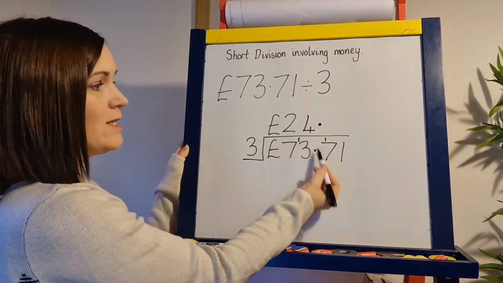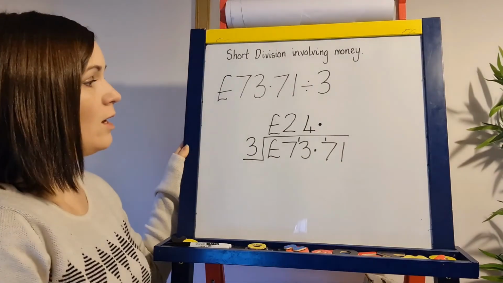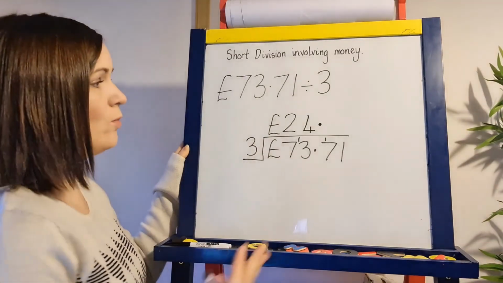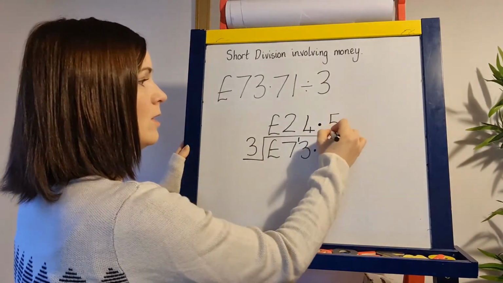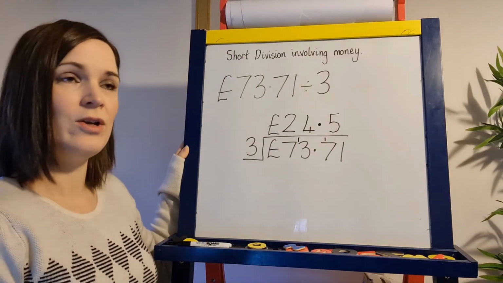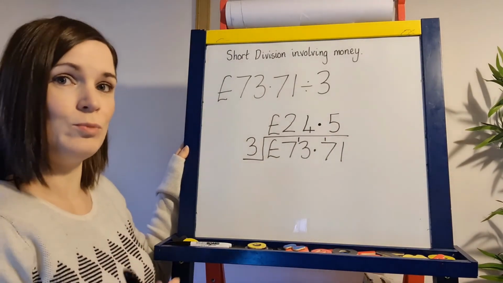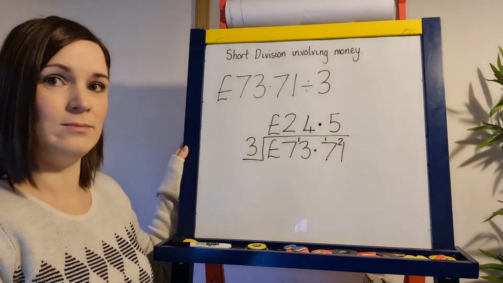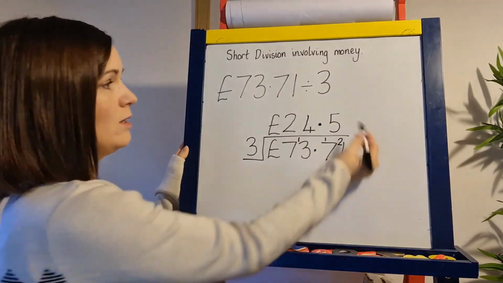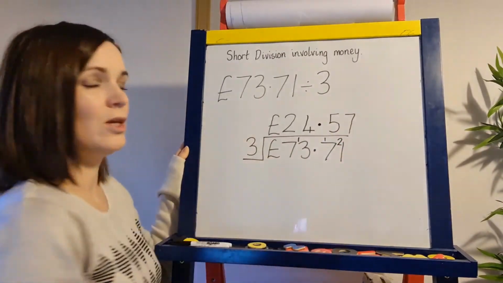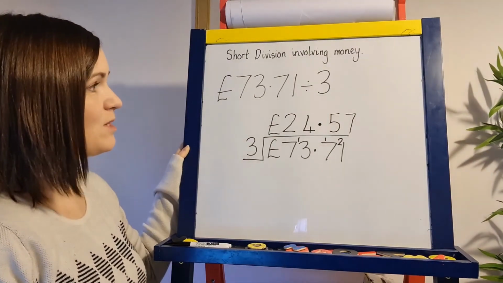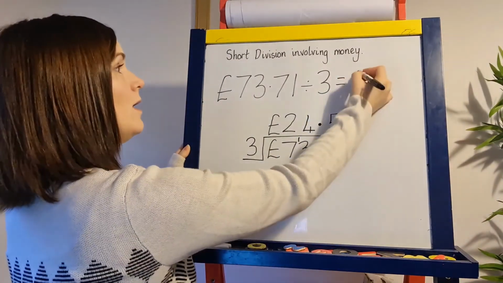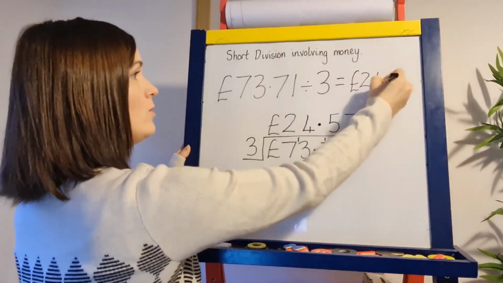So we're now doing 3 into 17. It goes into 15: 3, 6, 9, 12, 15, which is 5. And this time there are 2 left over. 15, 16, 17. There's another 2 between 15 and 17. And so now you've got 21. 3 into 21 is 7. Your 3 times table again. 3 times 7 is 21. So £73.71 divided by 3 is £24.57.